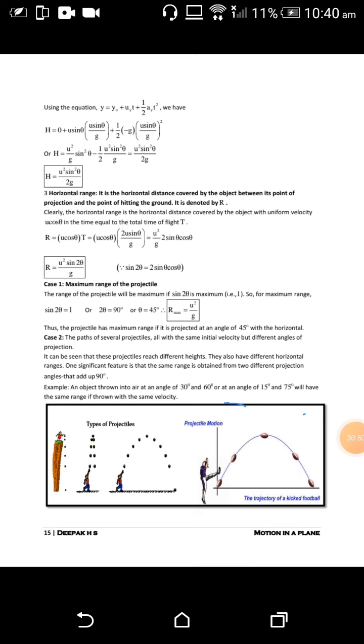Okay, fine. Any doubts, students? Have you understood all the three: time of flight, horizontal range, and maximum height? Any doubts you can ask.